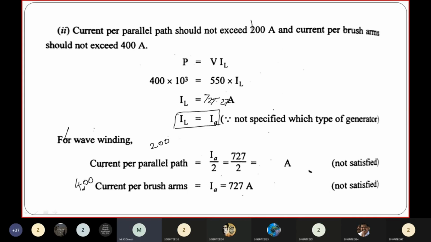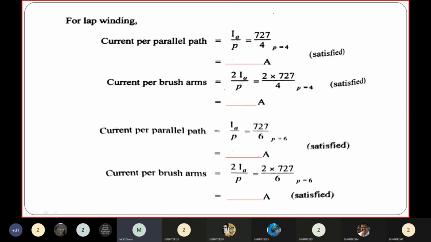So current per parallel path is IA by 2, 727 divided by 2, it is 363.5. So not satisfied because it is more than 200. And current per brush arm is IA, 727. This also is more than 400. Not satisfied. Both do not satisfy for wave winding. Next, let us see lap winding.